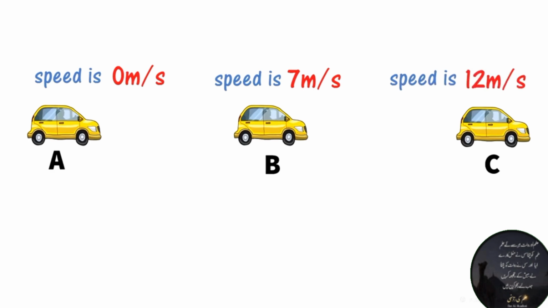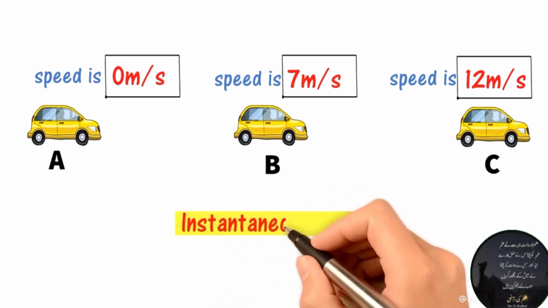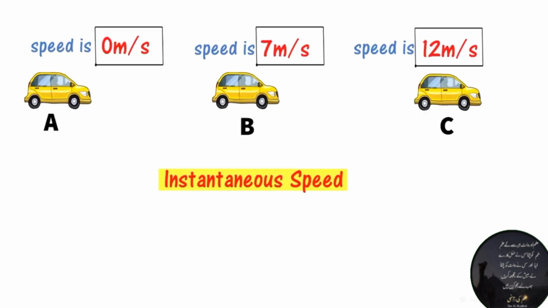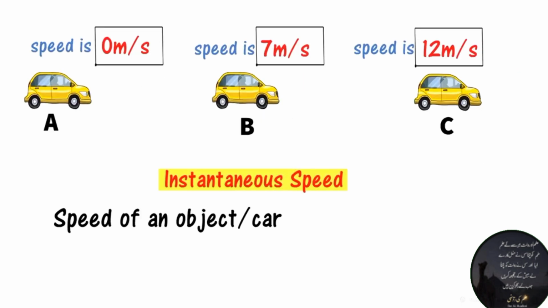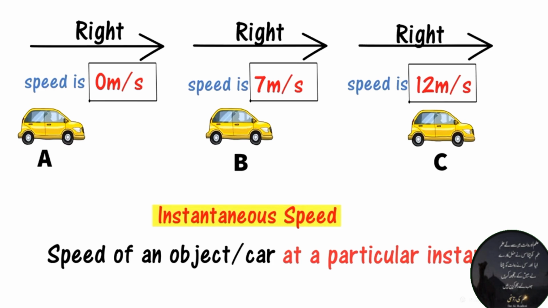Now, what are 0 meter per second, 7 meter per second, and 12 meter per second? These are the instantaneous speeds of a car. Now, how will I define the instantaneous speed of a car? It is the speed of an object, the speed of a car, at a particular instant. Now, if I include the direction, 0 meter per second towards right, 7 meter per second towards right, and 12 meter per second towards right.